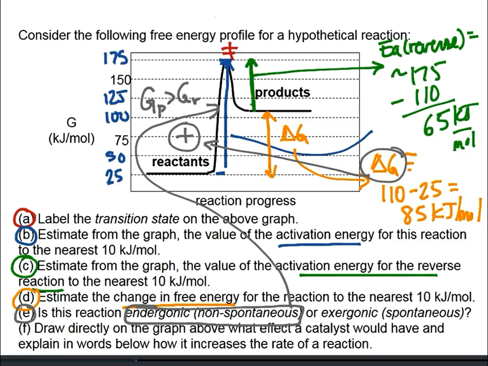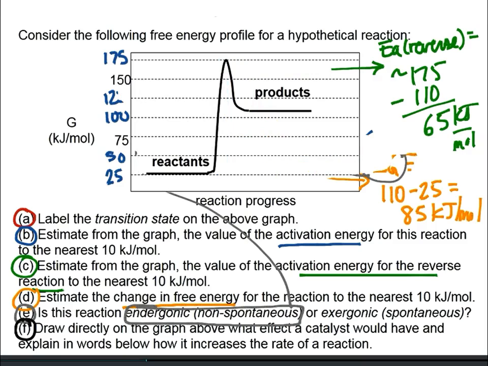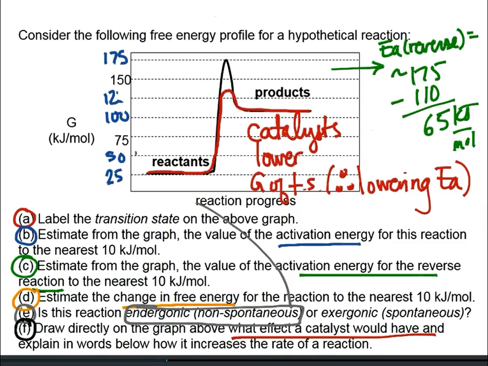We're going to draw the effect a catalyst would have. We're going to do that in part F. I'm going to erase some of the stuff so you can see it more clearly. So we're going to do it in red on top of it. The catalyst does not change the free energy of the reactants or the products, but it lowers the free energy of the transition state, which has the effect of lowering the activation energy, right? Which is why it increases the speed of a reaction.